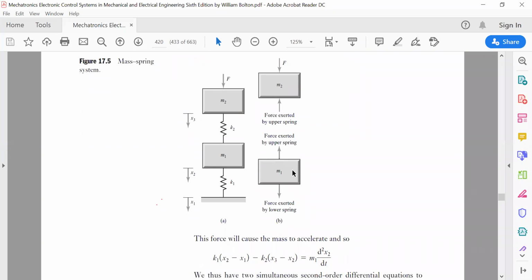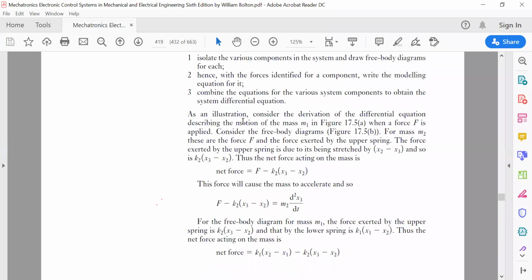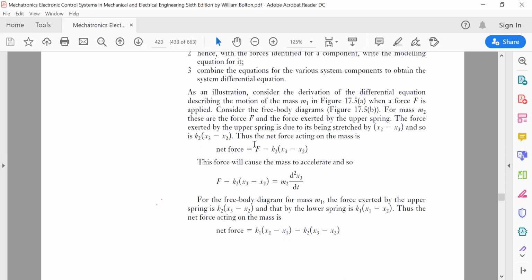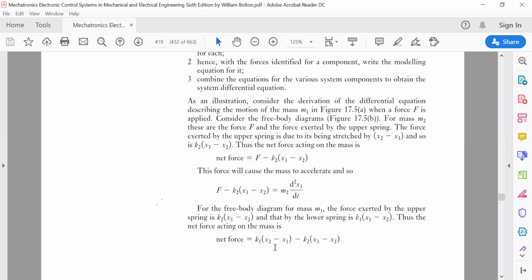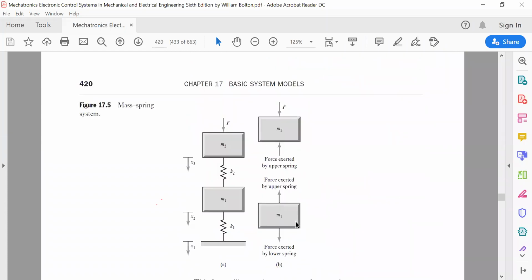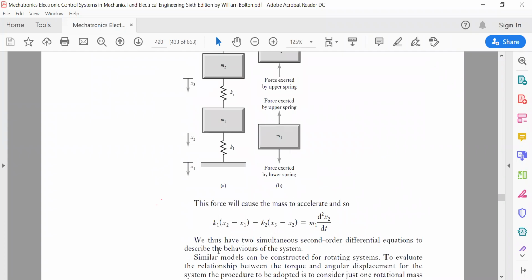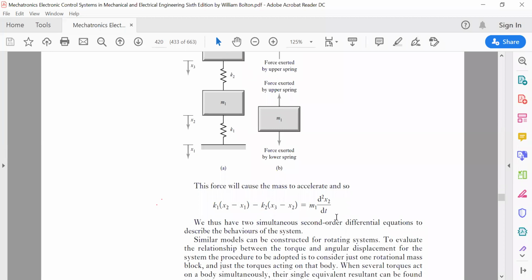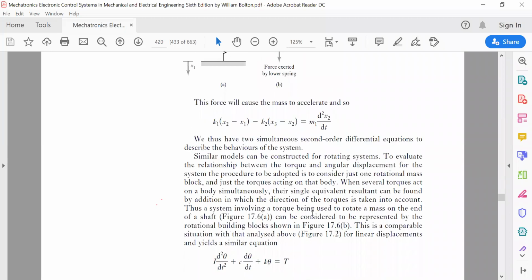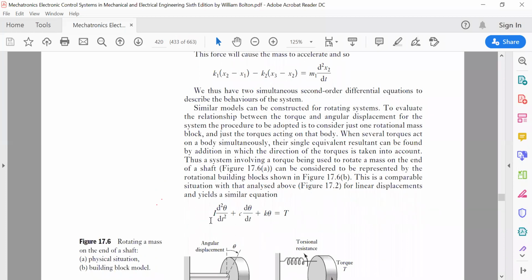So you can model this equation. The net force will be in terms of x2 minus x1, the net displacement on the first mass, and x3 minus x2, the net displacement on the second mass. So here you can get the net force: K1 (x2 minus x1) minus K2 (x3 minus x2) is equal to the net force, which is M1 d2x2/dt2. Okay. So this way you can also model the rotational systems.